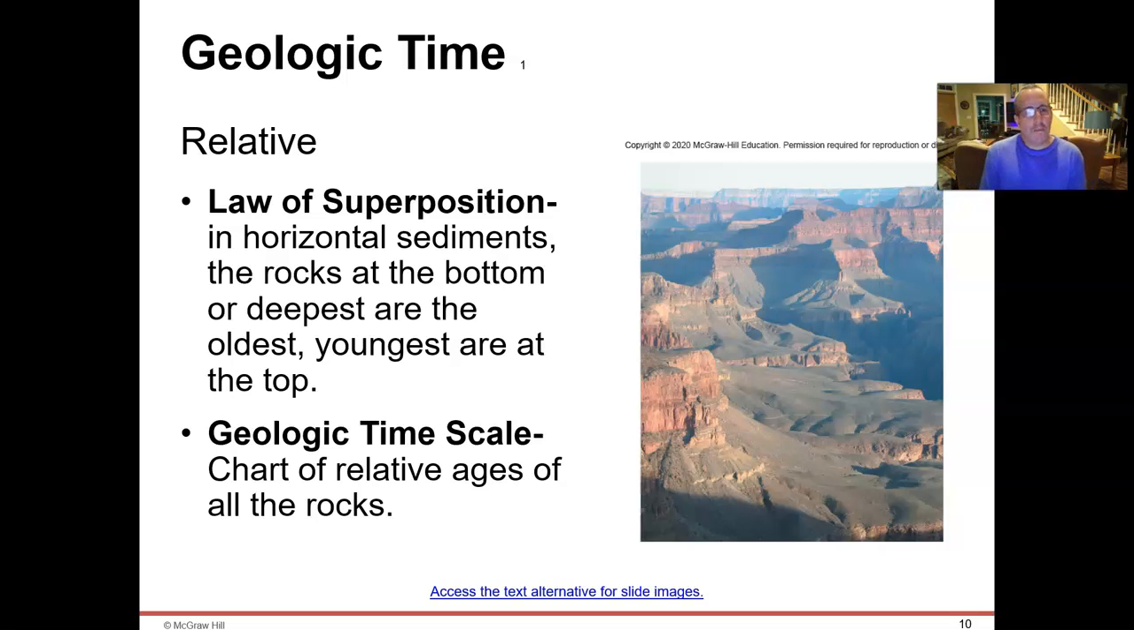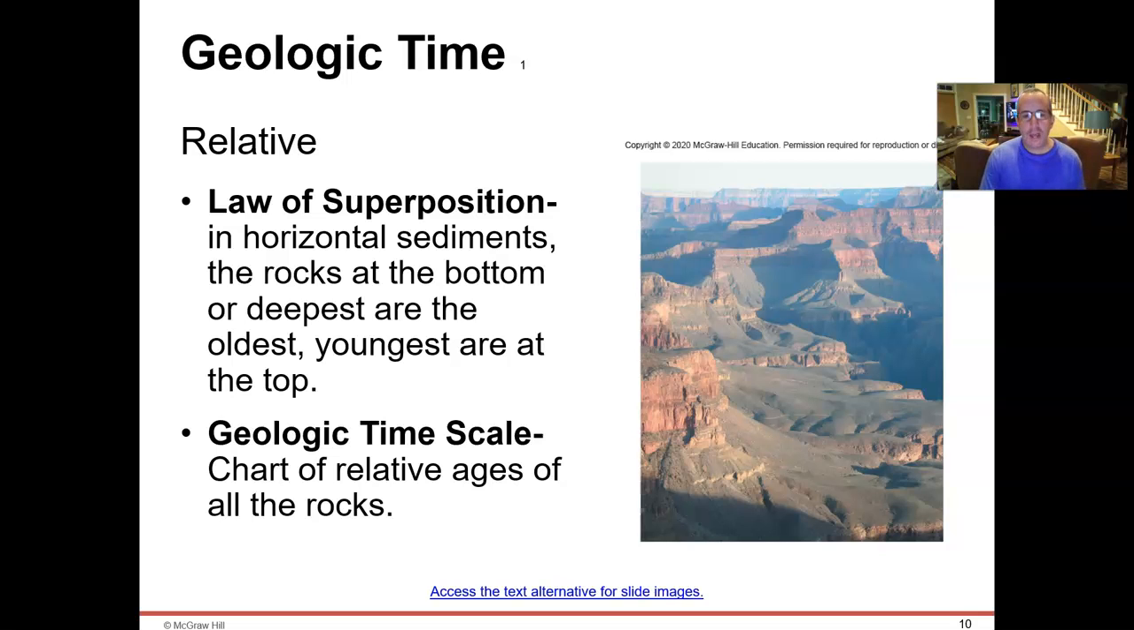So, geologic time. We have relative and we have absolute. Relative means the law of superposition. You're going to see that in your textbook. Very simple. The rocks on the top are younger than the rocks on the bottom. The deeper the rock, the older it is. Because generally speaking, rock layers form on top of each other. So the deeper you go, the older the rock layer is.